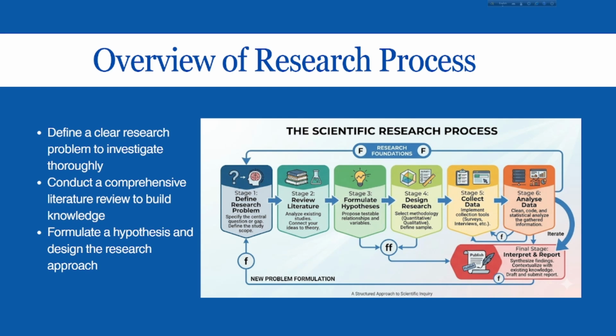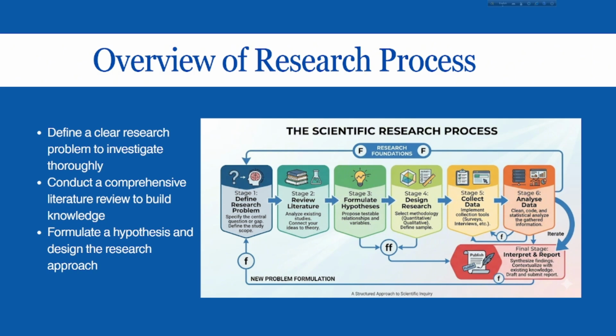Now I'm going to explain the overview of the research process. Research is a step-by-step and systematic way to solve a problem. It starts with identifying a clear research problem, which helps us to understand what we want to investigate. Then we review the existing literature to understand what has already been done and build a strong foundation.